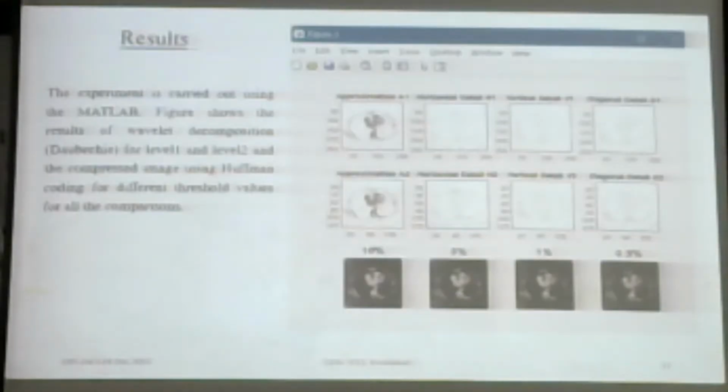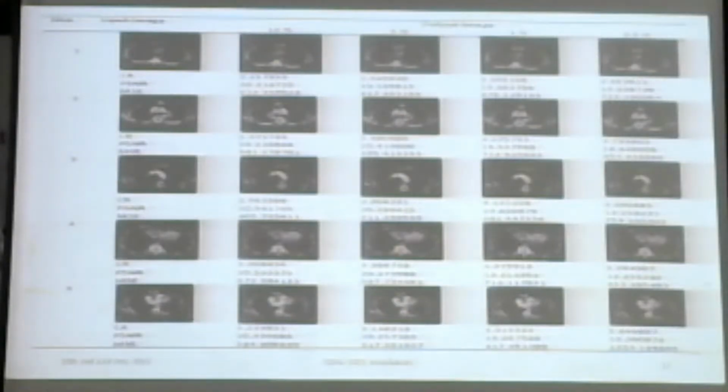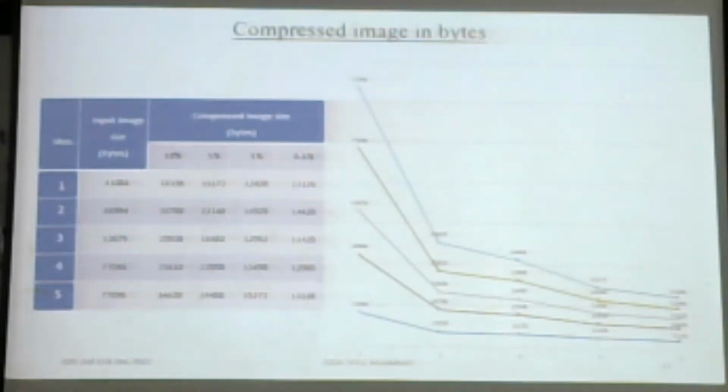Then different criteria were used to assess the compressed image quality: PSNR, compression ratio and MSE. The result shows 2-level decomposition and the different threshold values with the compressed image. The data was collected from a Canal database and the experiment was done in MATLAB. This is the result with the compression ratio, PSNR and MSE. This is the compressed image in bytes.